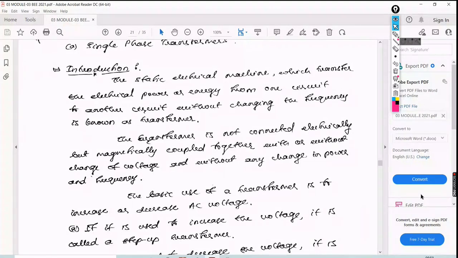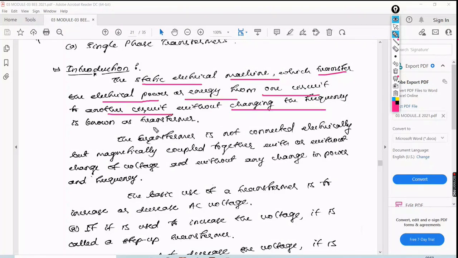Transformer. Okay, with respect to that single phase transformer, we'll have a glance, then you can proceed for the other. The single phase transformer is a static electrical machine which will transfer the electrical energy or the power from one circuit to another circuit without changing frequency. That itself is called a transformer.